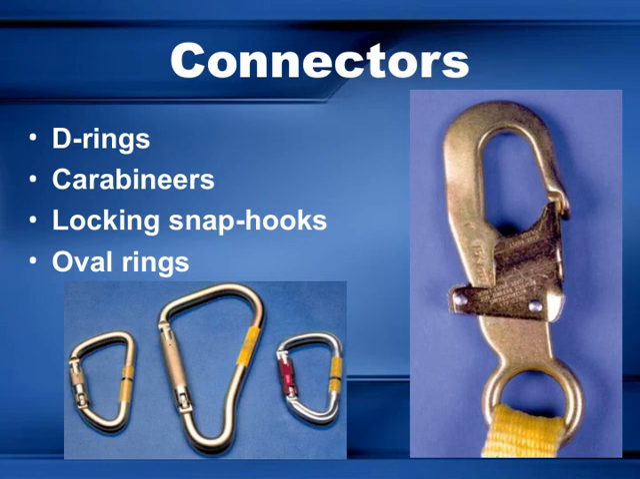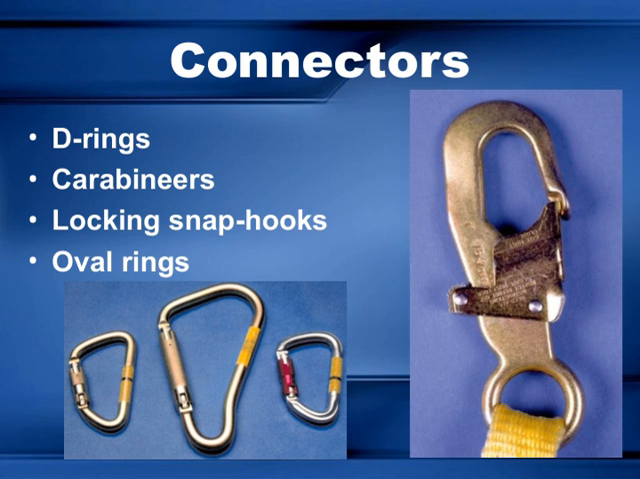Let's take a closer look at some of the key types of connectors we use in fall protection and other safety systems. First, we have D-rings. These are versatile and commonly used because their shape allows for easy attachment of other hardware. Next, carabiners, which are essentially metal clips that can be quickly opened and closed, making them ideal for quick connections. Then, we have locking snap hooks. These are similar to carabiners but feature locking mechanisms to prevent accidental opening, adding an extra layer of safety.